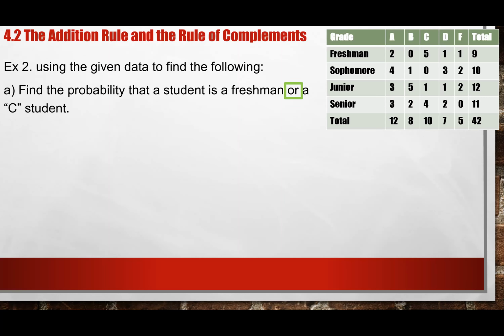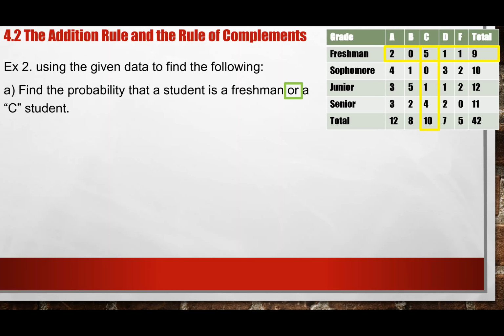On your test, your homework, your quizzes, you have to ask yourself, what is the keyword? The keyword here is the word or. As you will see later, the word or is either mutually exclusive or not mutually exclusive, and I will mention that a bit later. But this word or tells us that it's a compound event. This is my freshman and this is my C student, right?